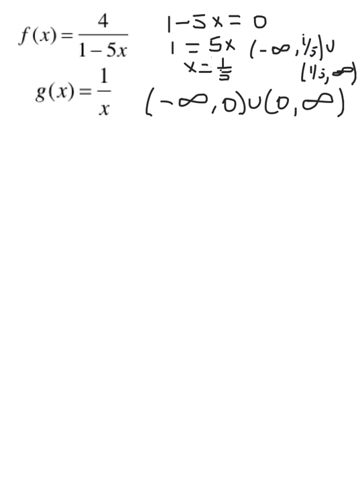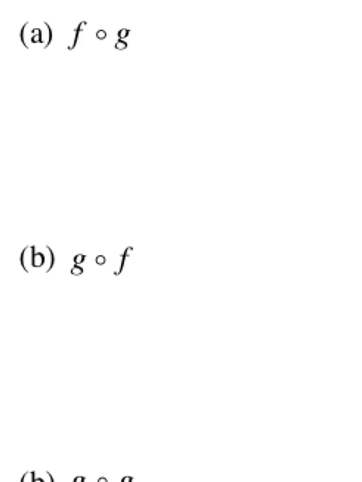Now what happens when we do the composition? In this first composition, I'm doing f of g. That means I'm taking g and placing it into x. So here's my composition. I've taken my function g, which is 1 over x, and placed it into my function f of x. So what I end up with is 4 over 1 minus 5 times 1 over x. So now I need to simplify this.